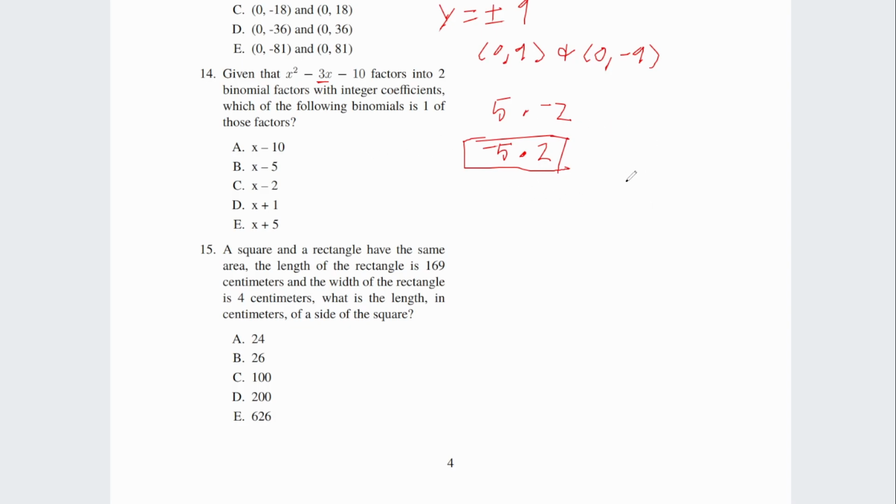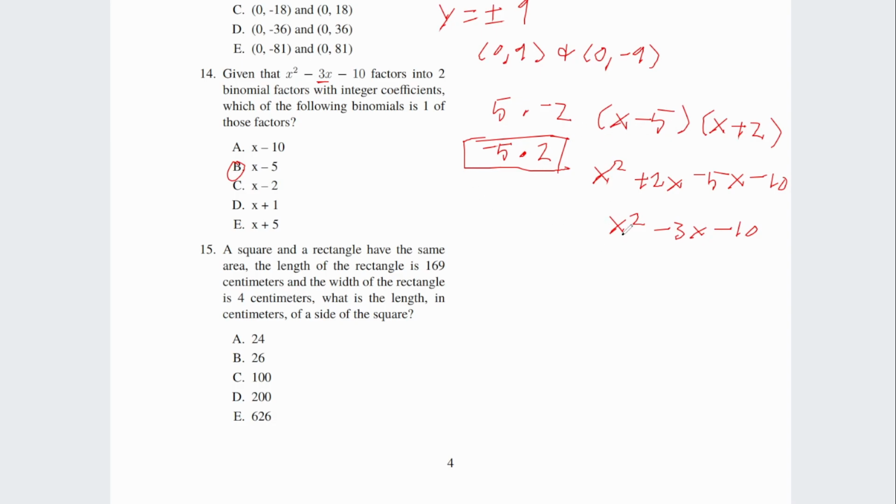Okay, so if we end up with negative 5 times 2, then we have x minus 5, x plus 2. Simple enough. Let's just make sure. We'll FOIL this out. First, x squared, outer, plus 2x, inner, minus 5x, last, minus 10. So we have x squared, 2x minus 5x is minus 3x, and minus 10. So, yes, we end up with the right thing. So we have x minus 5 and x plus 2, and here it is, x minus 5.